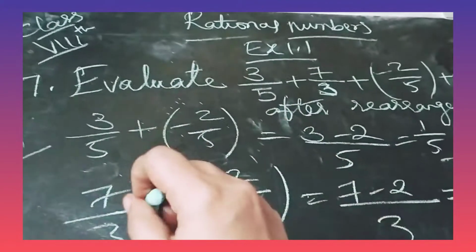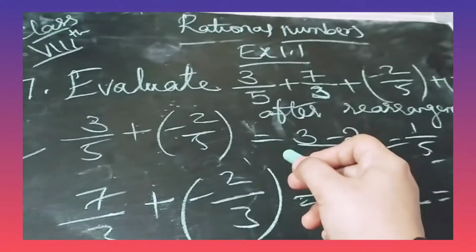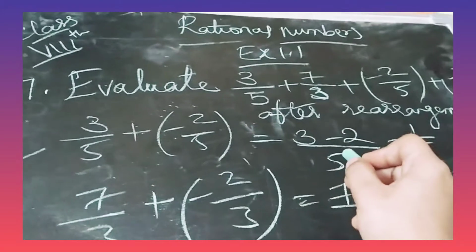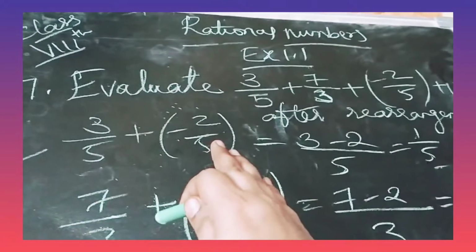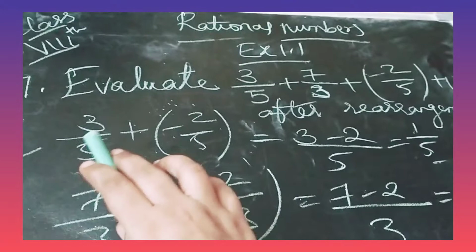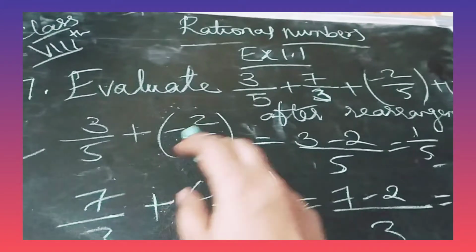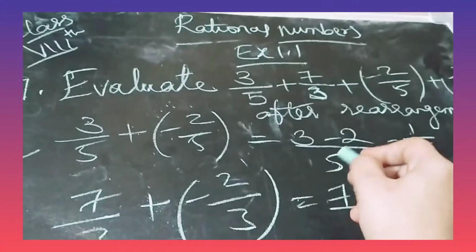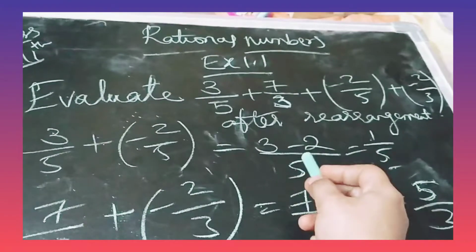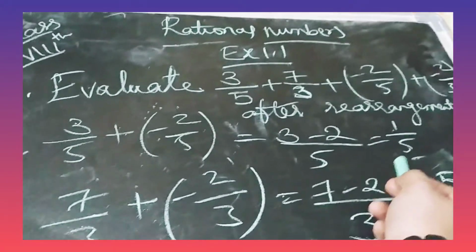3 by 5 plus of minus 2 by 5 is equal to, if the denominator is the same, what do we have to do? We have to take the numerators. Here 3 plus of minus means plus into minus; we will remove the bracket, plus into minus is minus. 3 minus 2 by 5 is equal to 3 minus 2 is 1. It is 1 by 5.